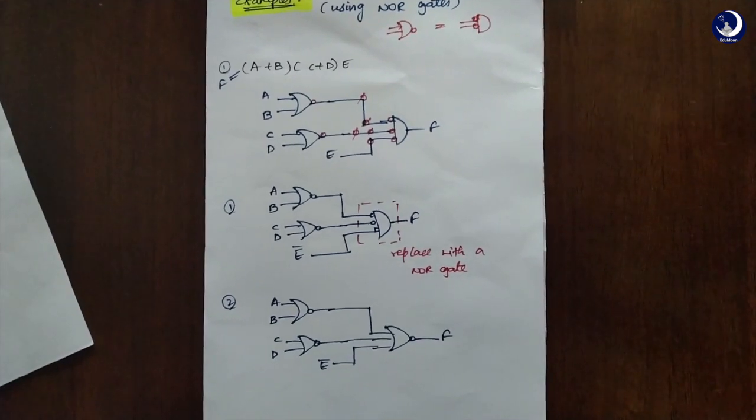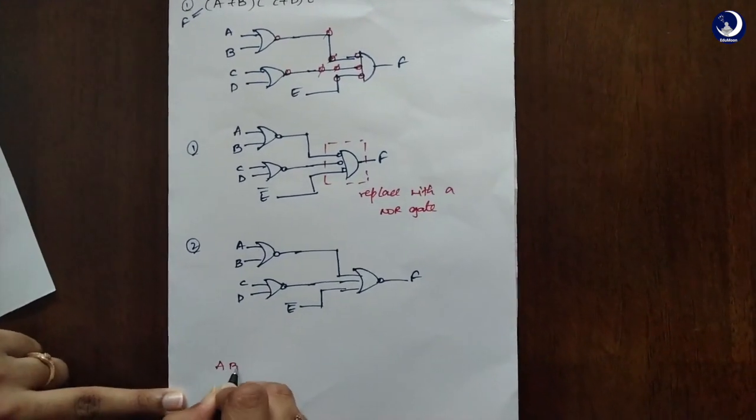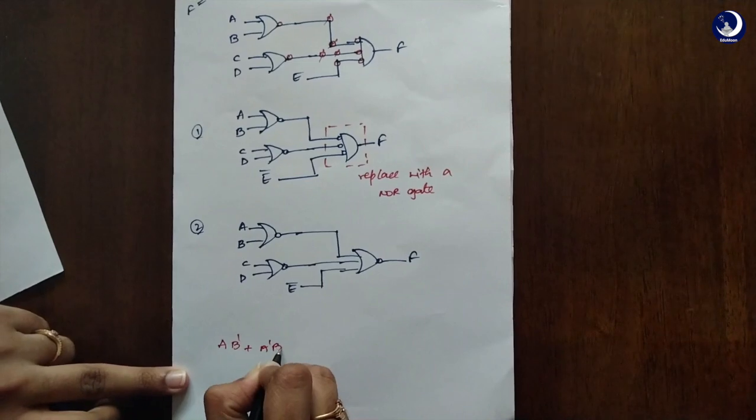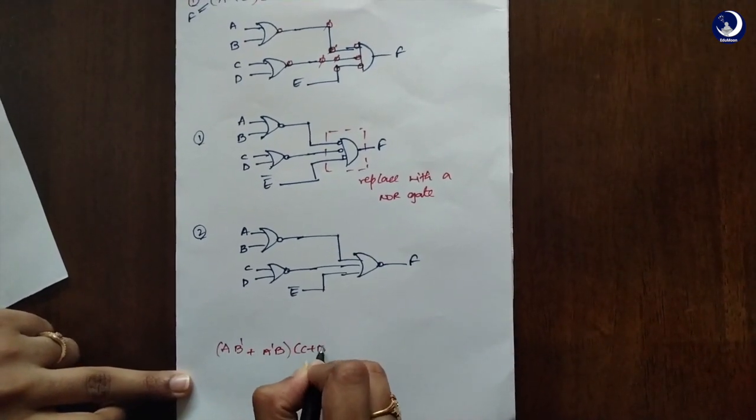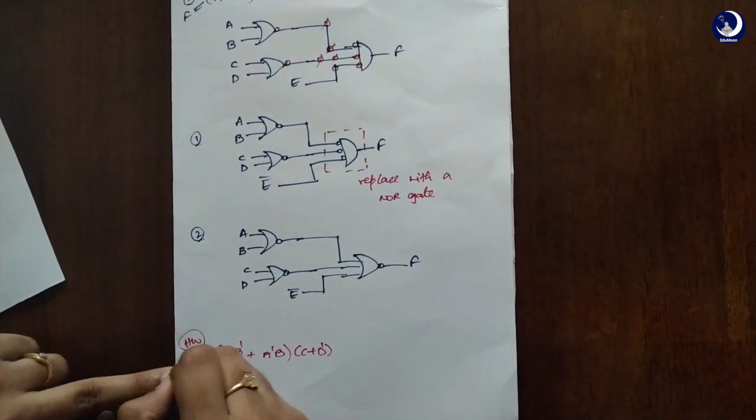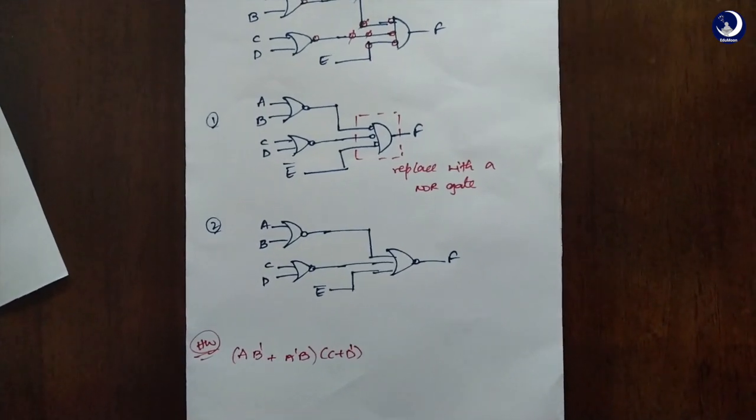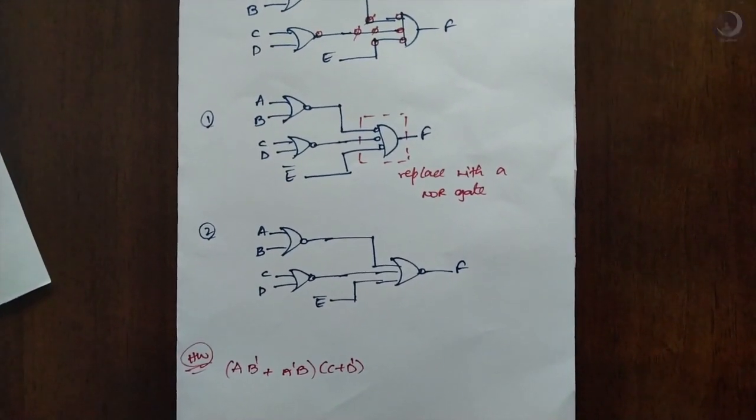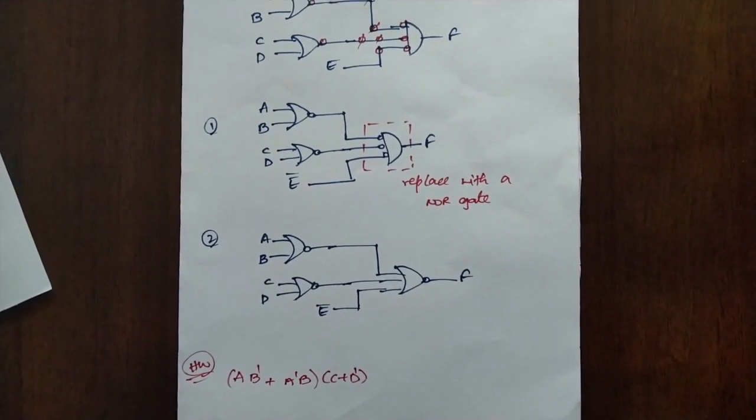I just want you guys to solve this problem, A B bar plus A bar B into (C plus D bar), as a part of your homework. Just try solving this and check out your answers. So with this, we are done with this lecture. In the next coming lecture, we will be looking at XOR gates.